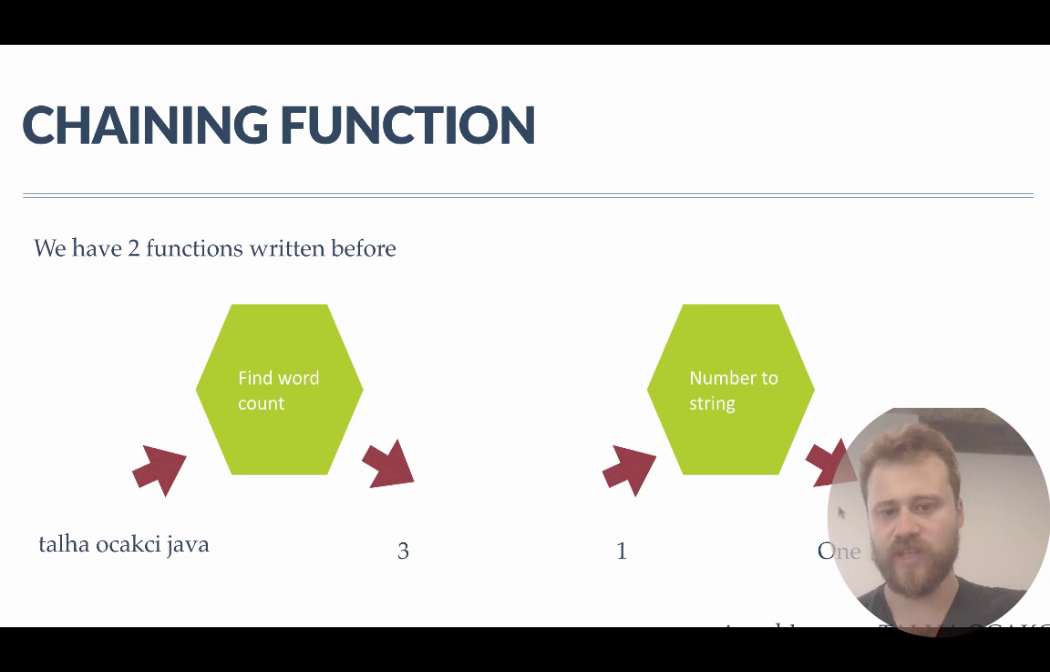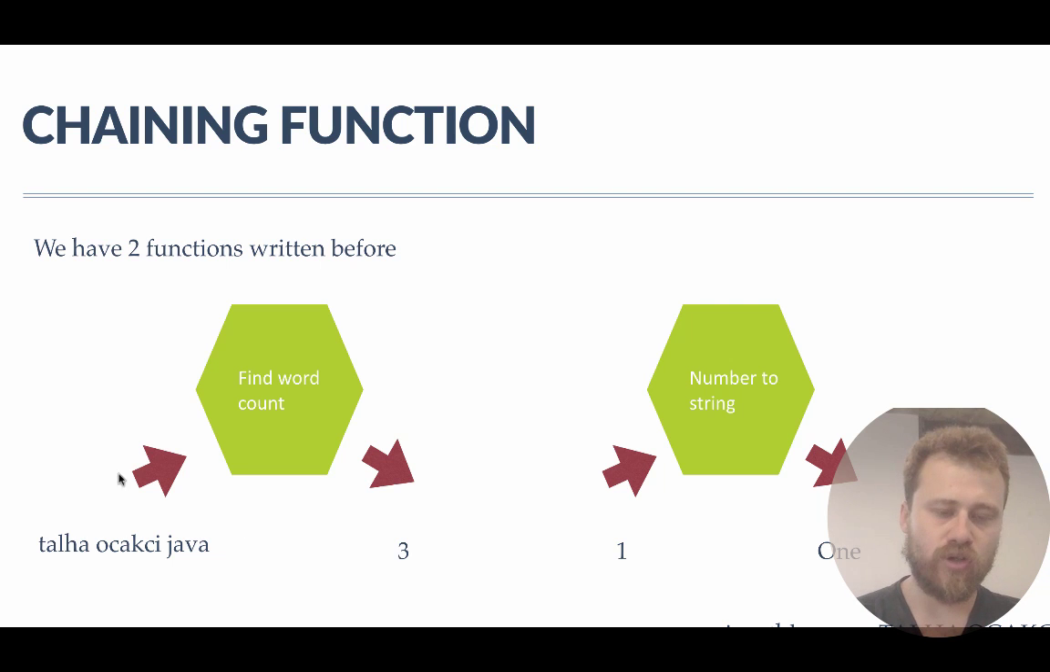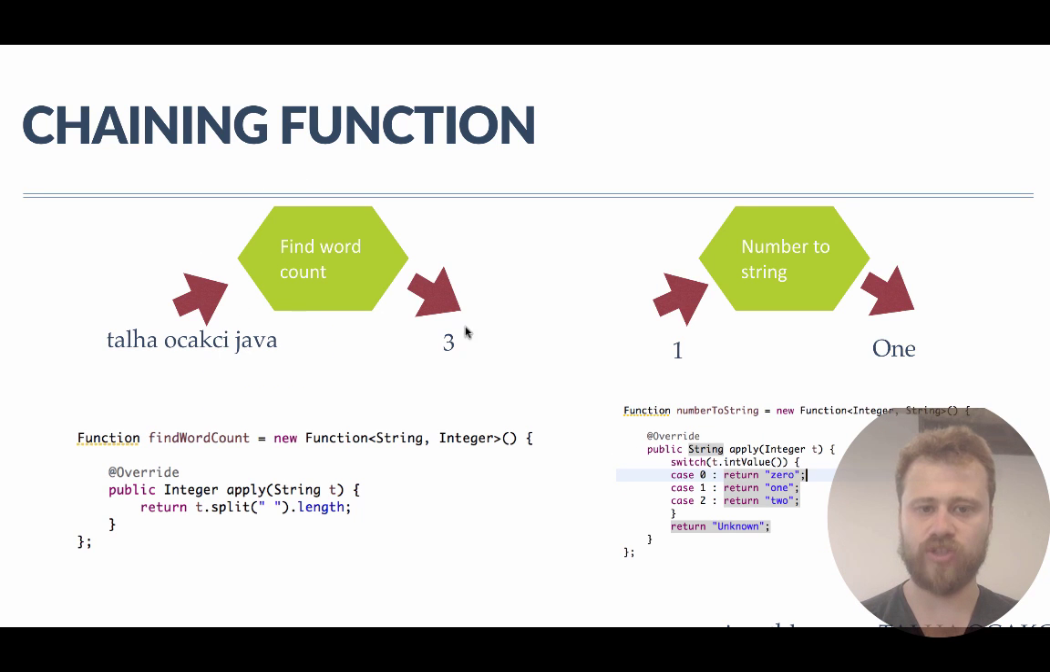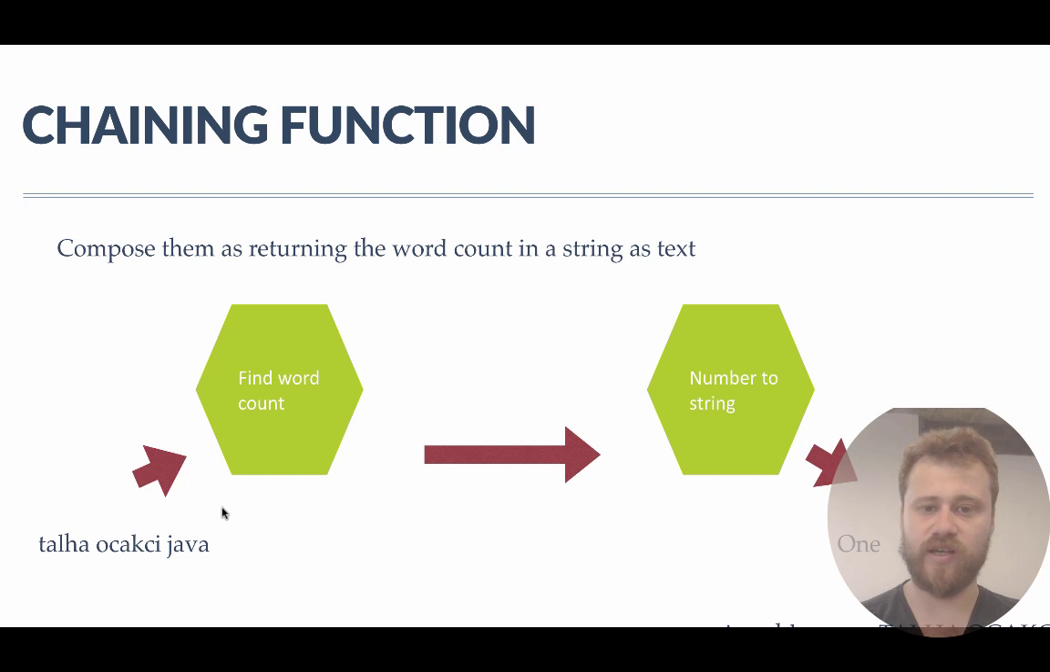And our second function gets an integer and returns the text representation of this integer. So it gets integer 1 and returns 1 in text. Okay? So we are chaining these two functions, as the number of the words inside this sentence will be written as a string. So this function will output 3, and the second function will get this 3 to output 3 in text. Okay? We may schematize this like this. So we will use compose method, and then method, etc.